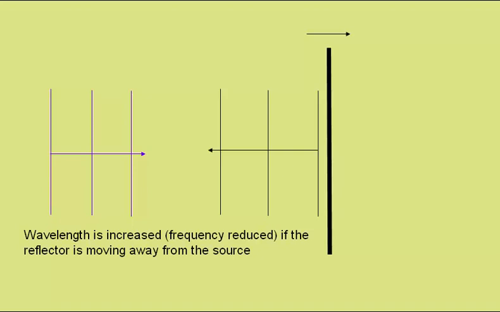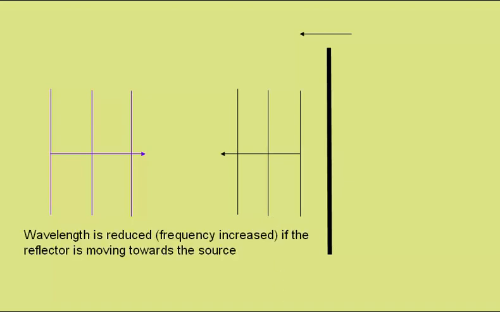Here again we have three wavefronts moving right to meet this reflector. But now the reflector is itself moving towards the right. So, after the first wavefront has hit the reflector, there will be further to travel before the second wavefront hits the reflector, and likewise further to travel before the third wavefront hits the reflector. So, the reflected waves would look something like this, with an increased wavelength. So we find the wavelength is increased and therefore the frequency reduced if the reflector is moving away from the source.